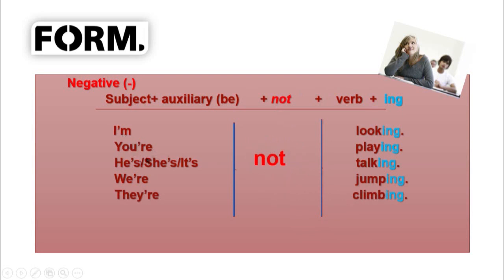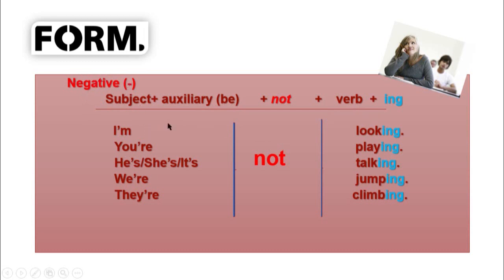I'm, you're, he's, she's, it's, we're, they're, not, looking, playing, talking, jumping, climbing. So here, "not" goes in the middle between be and the verb ing. So this is how to form negative sentences.